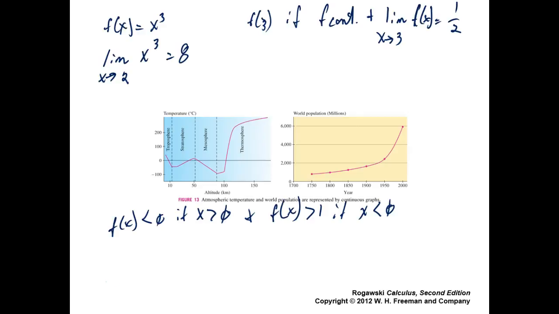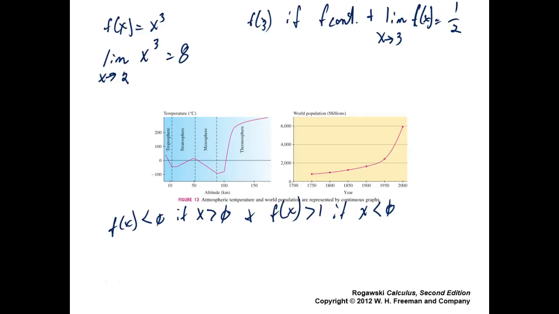So f is negative down here, for everywhere the x is positive. F of x is greater than 1 for everywhere the x is negative. Not just positive, but greater than 1. What's the question? Can f be continuous at x equals 0?